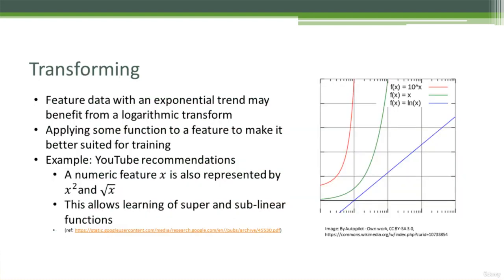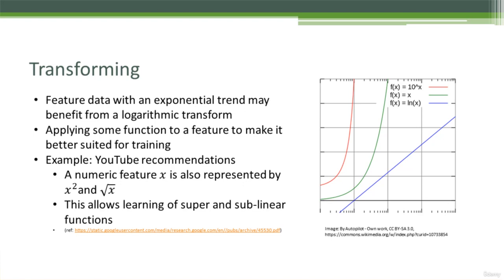Another thing we might do is transforming our data, applying some sort of a function to our features to make it better suited for our algorithms. So, for example, if you have feature data that has an exponential trend within it, that might benefit from doing a logarithmic transform on it to make that data look more linear. That might help out your model in actually finding real trends in it. Sometimes models have difficulty with nonlinear data coming into it.